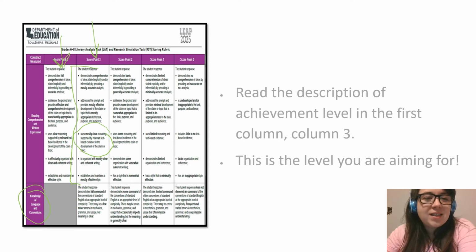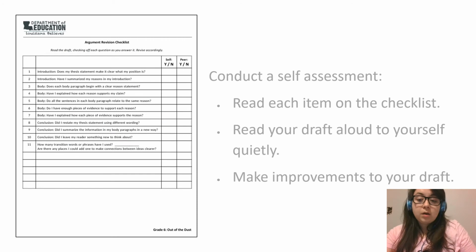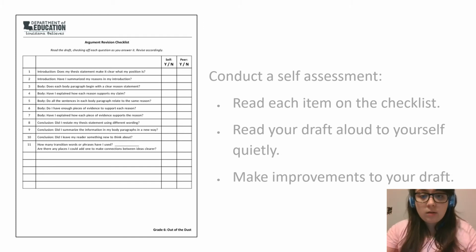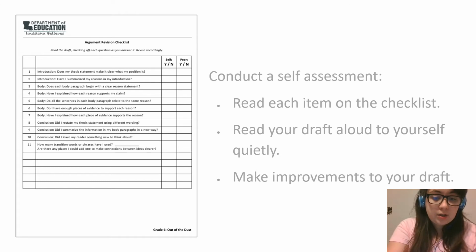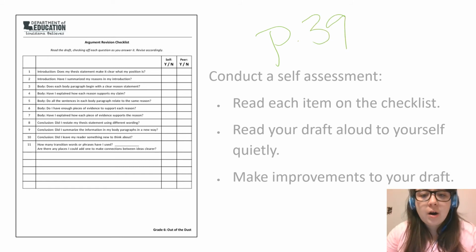Now, let's look at the next thing, like, all right, so when you're done with that, what do we do next? Okay, so after you've looked at your rubric, after you've kind of seen what you're aiming for, make sure your writing is lining up with that, go ahead, turn to page 39, okay? So again, that is page 39, all right? And you're going to look at your argument revision checklist. So let's take a look at this here. There's 11 things it wants you to check.